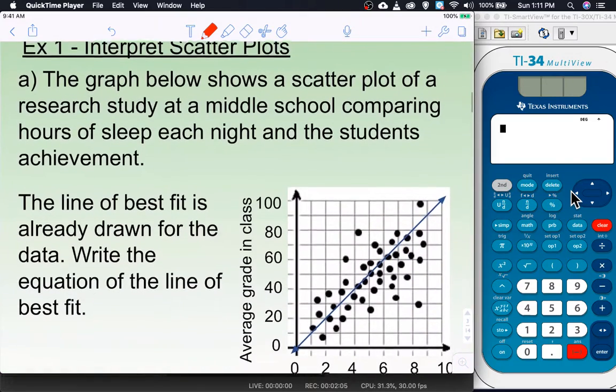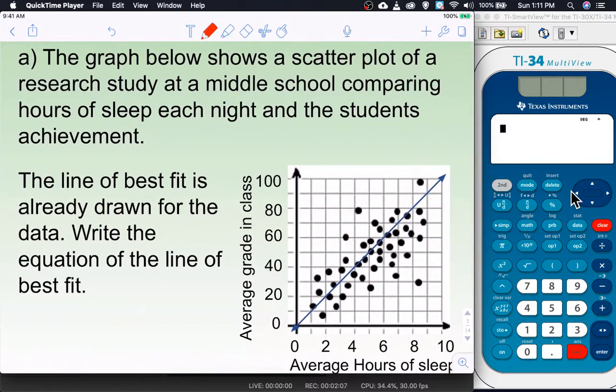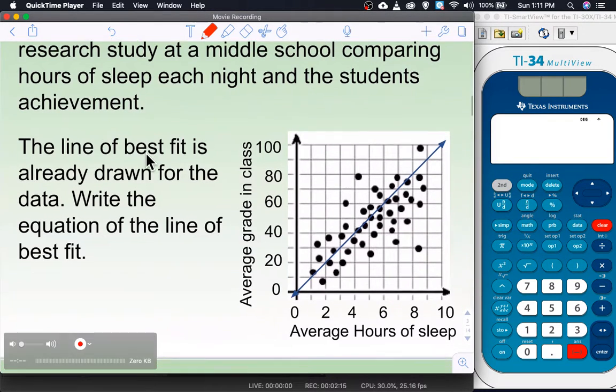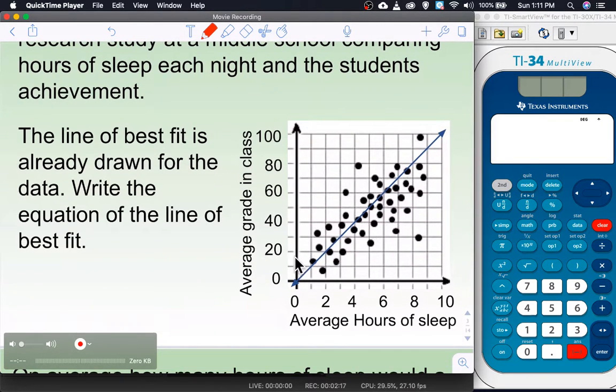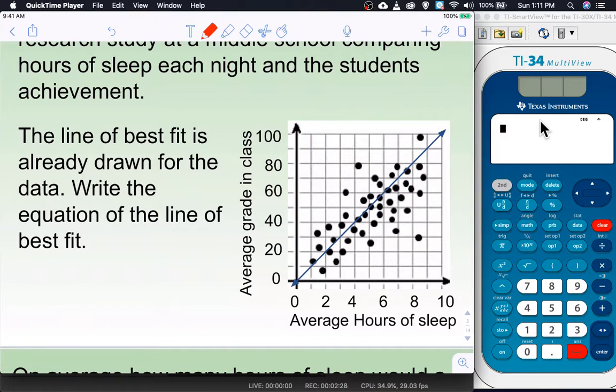So here in this first problem, it says, the graph below shows a scatter plot of a research study at a middle school comparing the hours of sleep each night and the students' achievement. Their achievement would be like their grade versus how much sleep they get. The line of best fit is already drawn for the data. Write the equation of the line of best fit. That's fairly straightforward. Our job is to write the equation of this line.